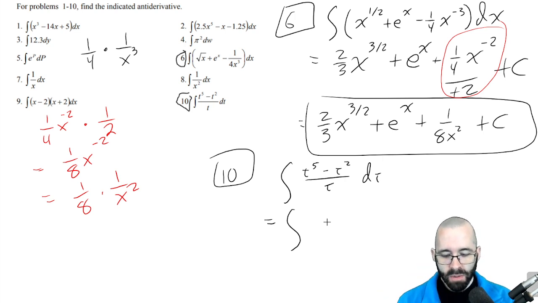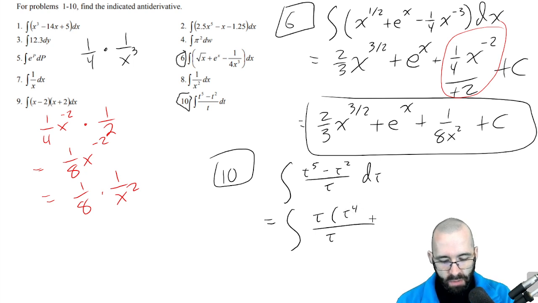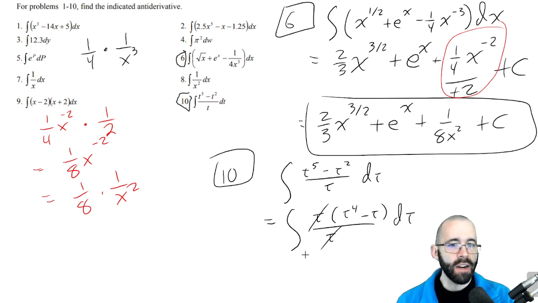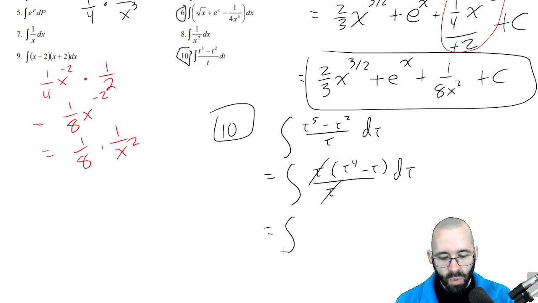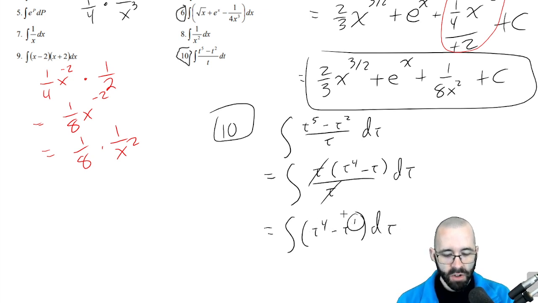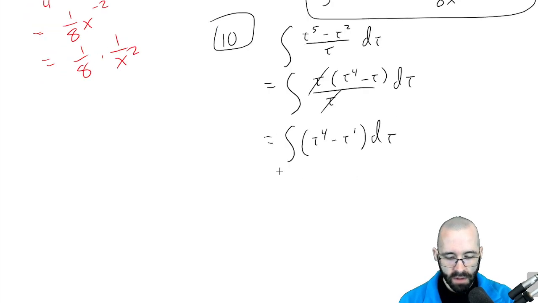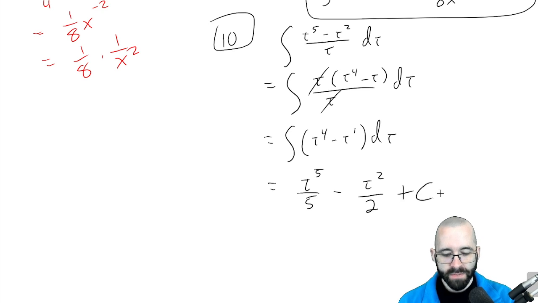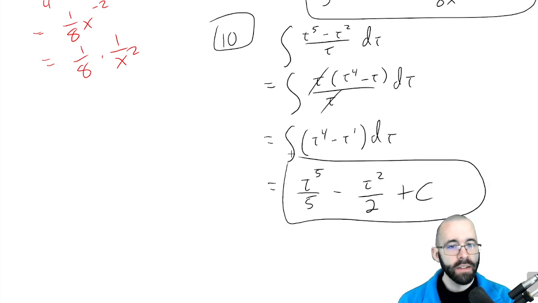A couple ways of doing this, probably the best way of doing this is to factor. You get t to the 4th minus t when you factor. And the t's cancel out. So we actually won't have a fraction at all. We just need to integrate t to the 4th minus t to the 1st power. You don't have to write this one, but it can help. Add an exponent, divide by the exponent. Add an exponent, divide by the exponent. Add a constant. There we are.